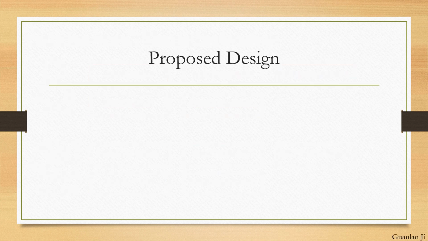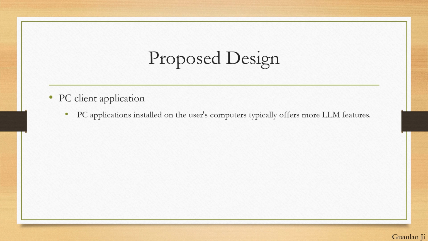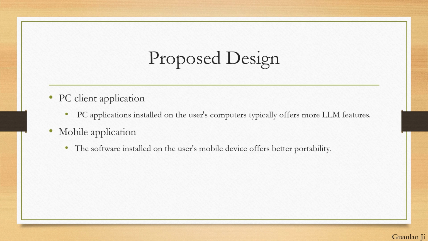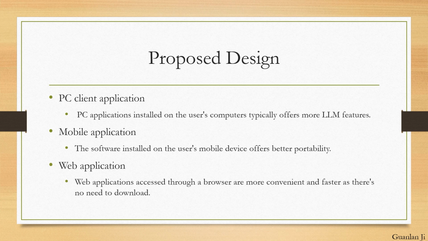In this section, we will focus on the various software design proposals. At the very beginning of the design stage, we proposed three types of potential design. First one is a PC client application installed on the user's personal computer. Then mobile applications such as Android or iOS apps, and web applications that can be accessed through the browser. Each of them has their pros and cons, and we will introduce them in the following part.